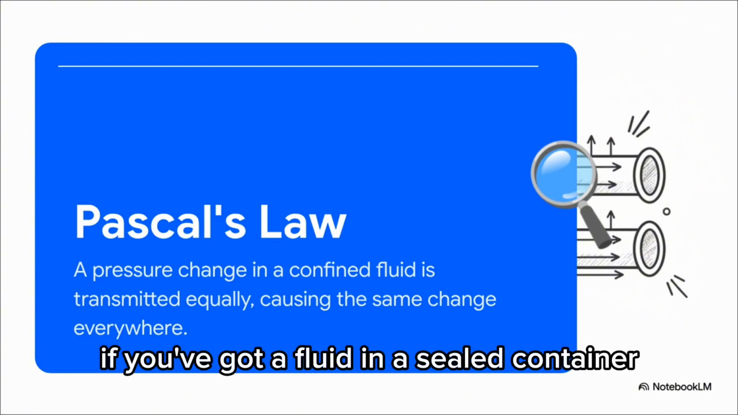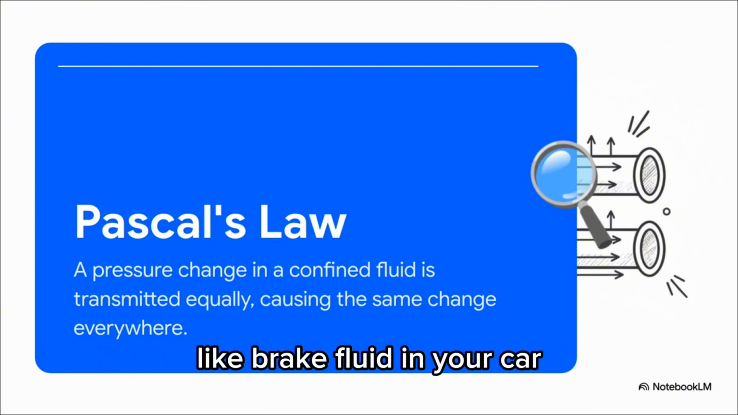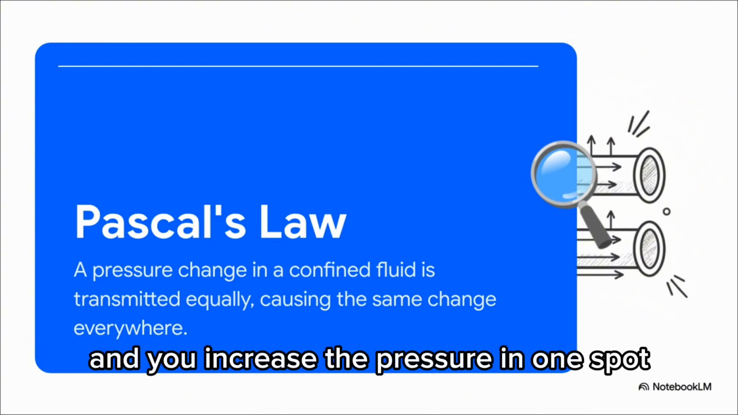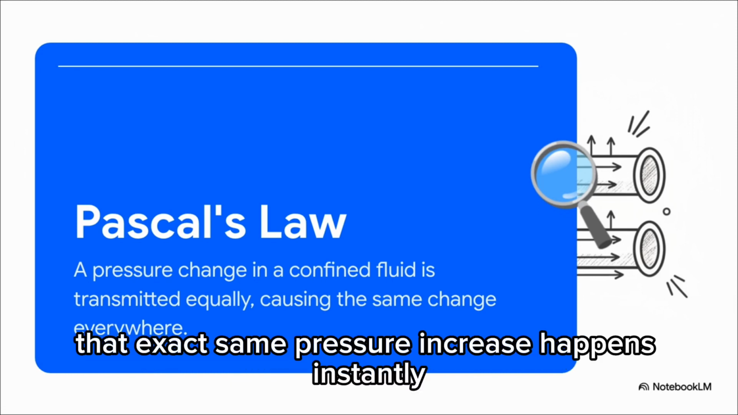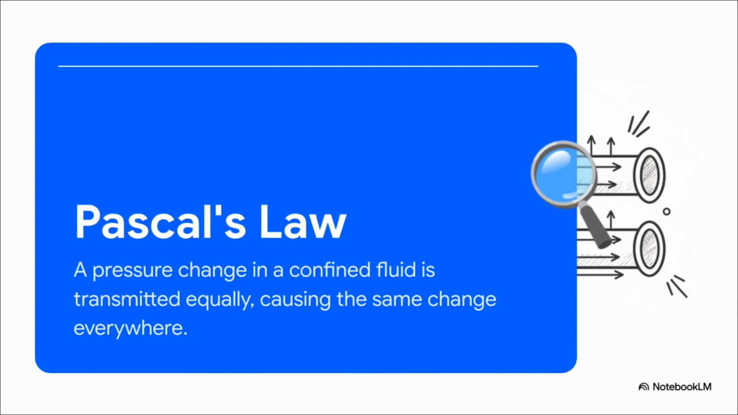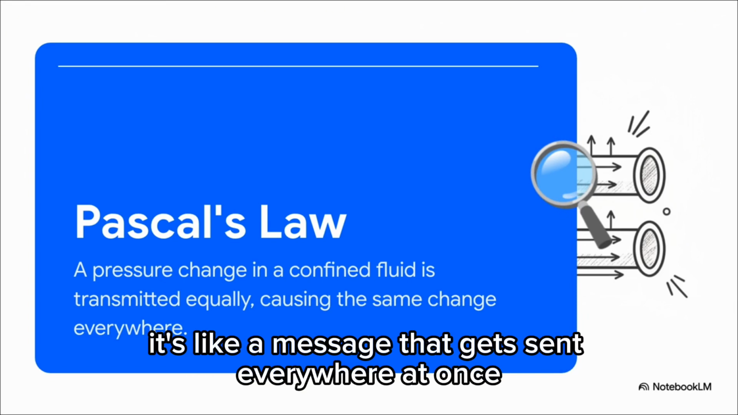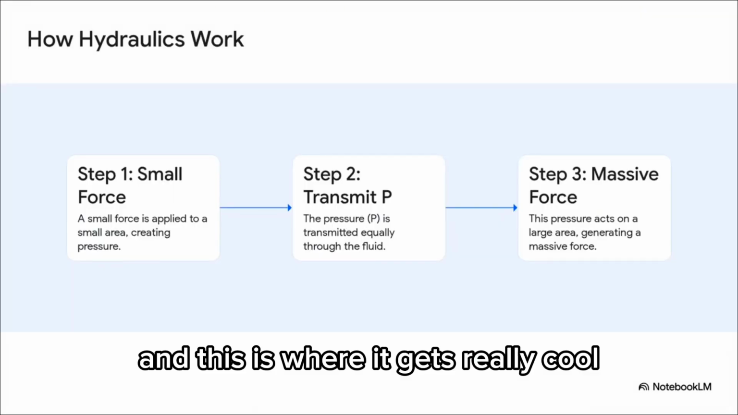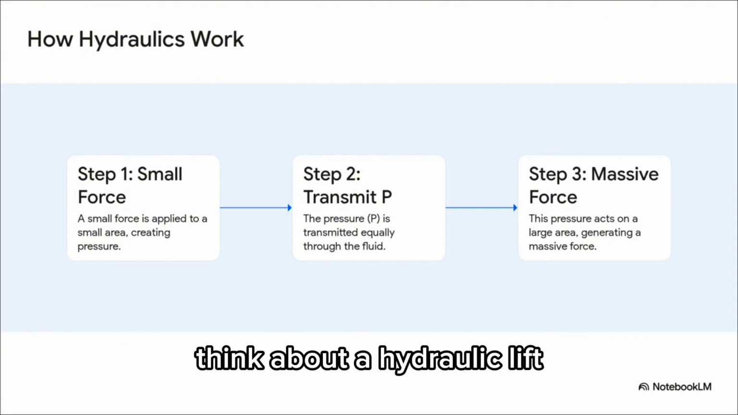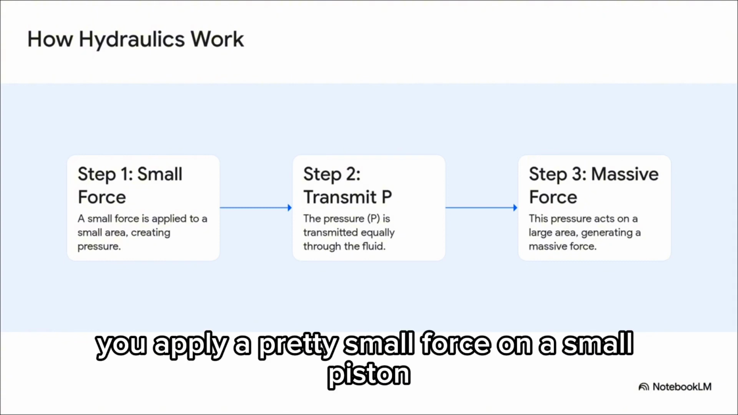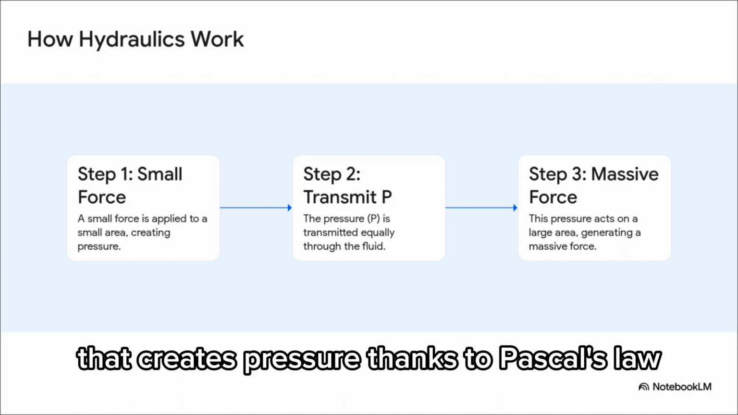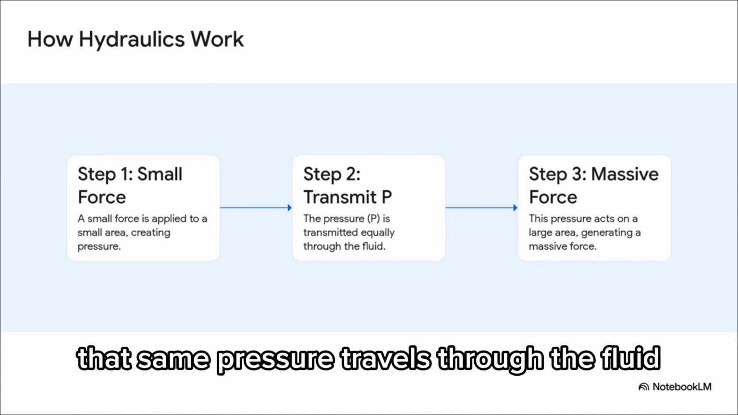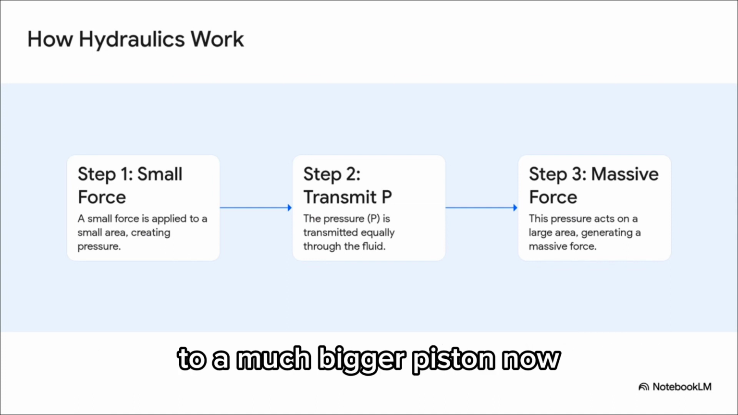Let's break it down. If you've got a fluid in a sealed container, like brake fluid in your car, and you increase the pressure in one spot, that exact same pressure increase happens instantly everywhere else in the fluid. It's like a message that gets sent everywhere at once. And this is where it gets really cool. Think about a hydraulic lift. You apply a pretty small force on a small piston. That creates pressure. Thanks to Pascal's law, that same pressure travels through the fluid to a much bigger piston.